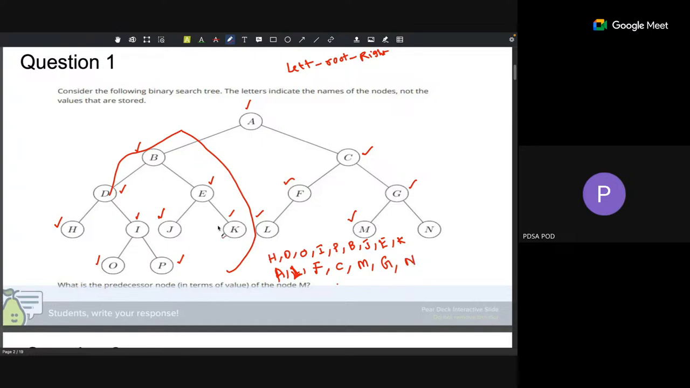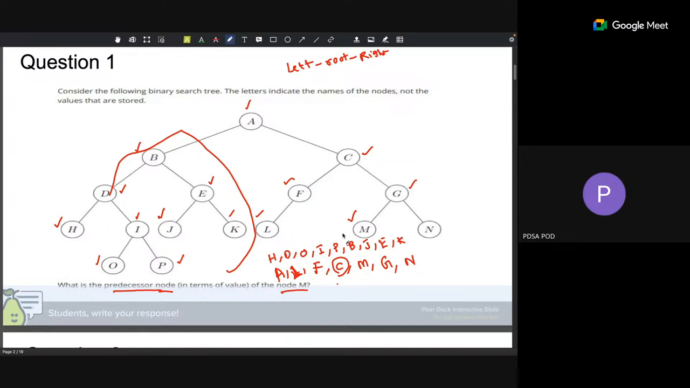Now the question is, what is the predecessor node? Look at it. Predecessor node means before M, the predecessor of M, which is C. The answer is C. Who is processed before M? It's C, as per the in-order traversal. Clear? So if no order is specified, then do we go for in-order? No. Predecessor node will come in in-order only. Definitely.